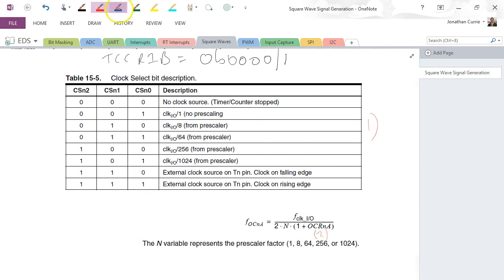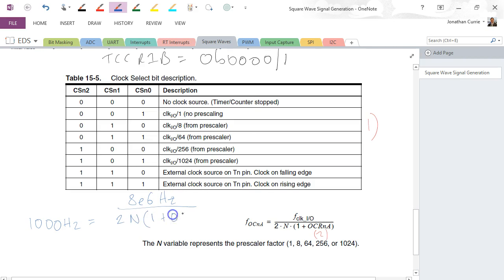So we've got two things to choose from here. So let's take an example. Let's say I want my square wave to be at 1000 hertz. So if we feed in the numbers that we've got here, we've got 1000 hertz is equal to, using this equation here, 2 times N times (1 plus OCR1A).